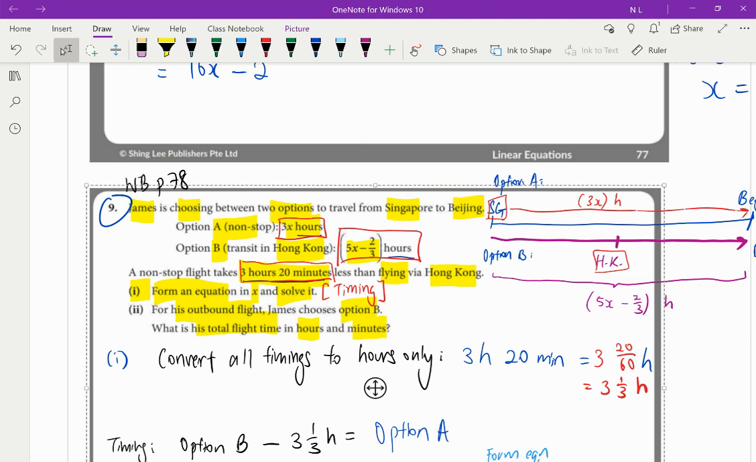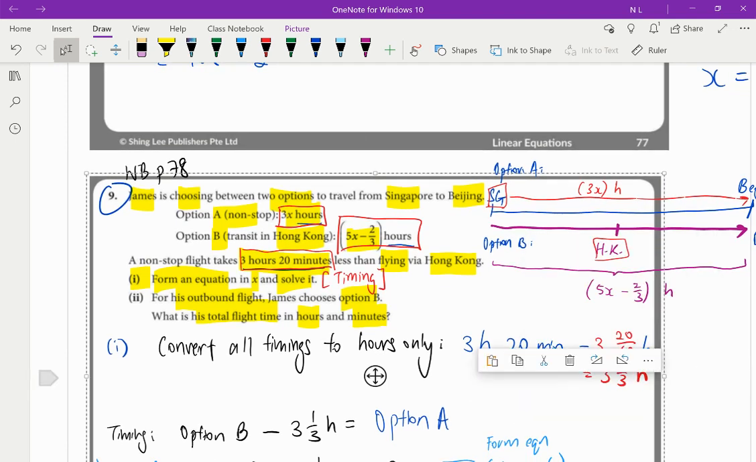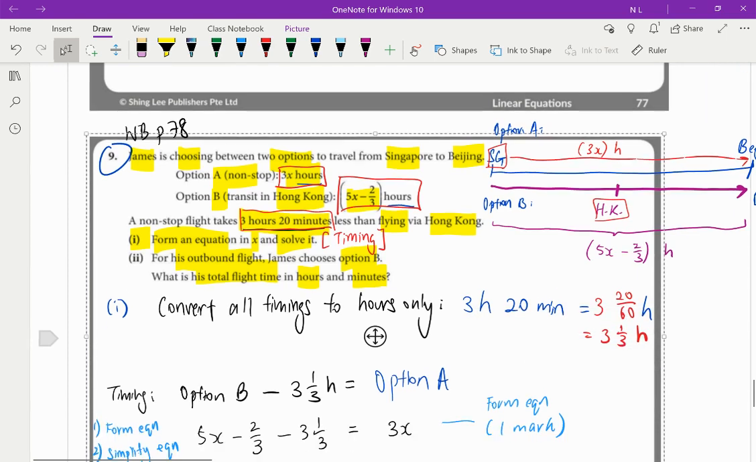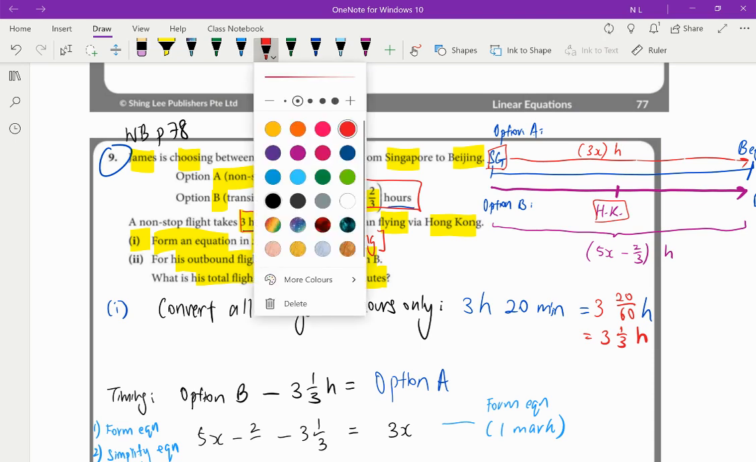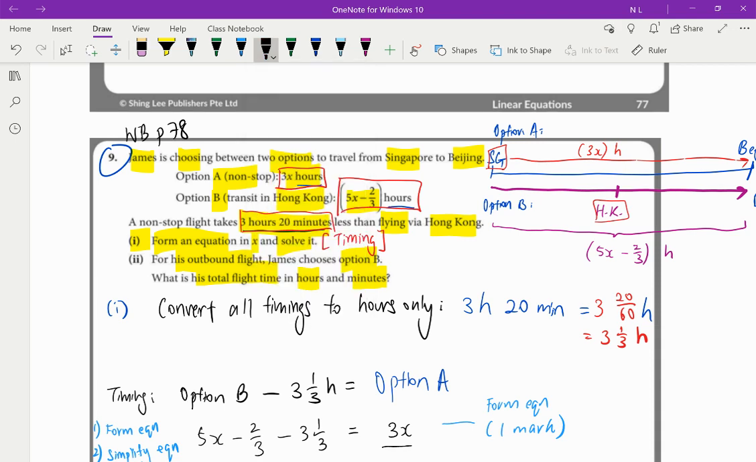So the next step is to form an equation. I have formed an equation: option B minus 3 and 1/3 hours will equal option A. And the next step will be to change option B and A to represent them in terms of the duration, which is timing. Option B takes about 5x minus 2/3, so I replace it with 5x minus 2/3, as you can see over here. And option A will be in terms of time as well, which is 3x. Whenever you have formed an equation, you'll be given 1 mark, because they say form an equation in x, and you have truly formed an equation in x.